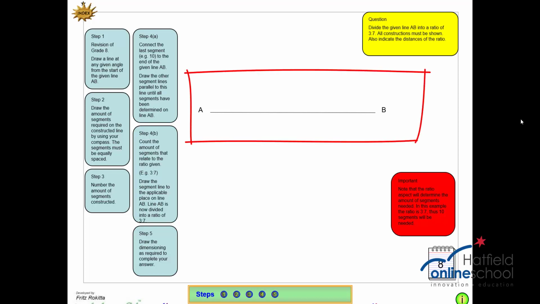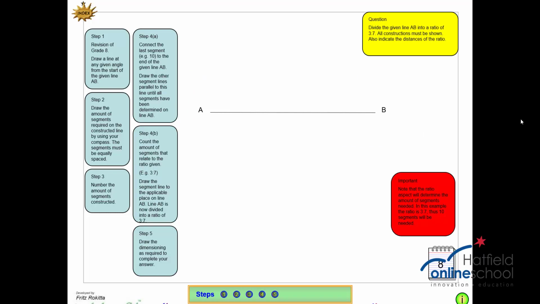We are given a line AB and we're going to divide line AB into the required segments. So we know that it's a ratio of 3:7, so we're going to say 3 plus 7 gives us 10 segments that we need to work with, and that is what we're going to use as a basis. We're going to start the construction by placing our ruler at the start of the line, which is A, and we are going to draw at any angle and any length a line from A.